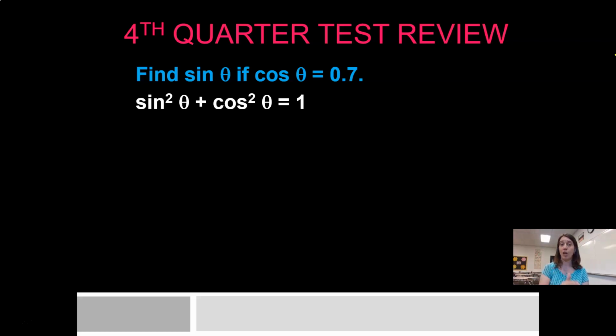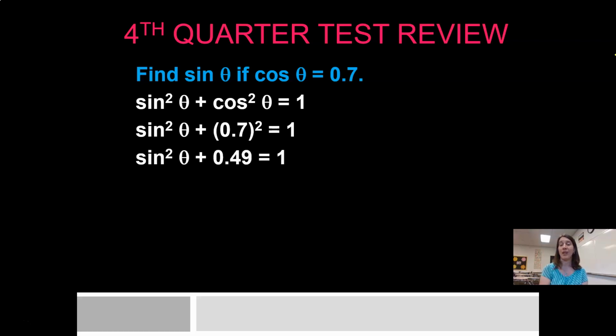We are told that cosine is equal to 0.7. Now notice the formula here, or the identity, says cosine squared. We just have cosine, so as I replace that 0.7 in, I still have the square that is on that. So we have sine squared theta plus 0.7 squared is equal to 1. Let's do that exponent first. So I did 0.7 squared, and that gave me 0.49. So sine squared theta plus 0.49 is equal to 1.